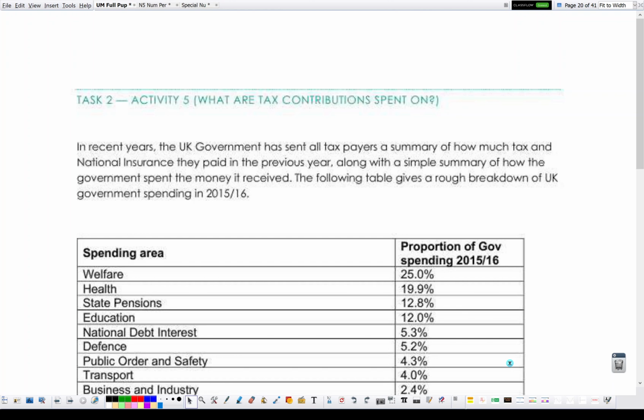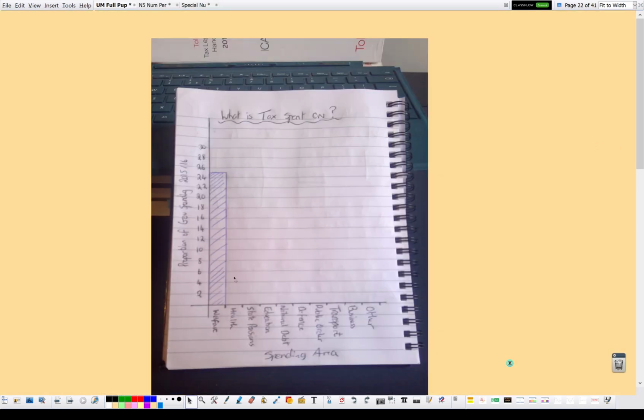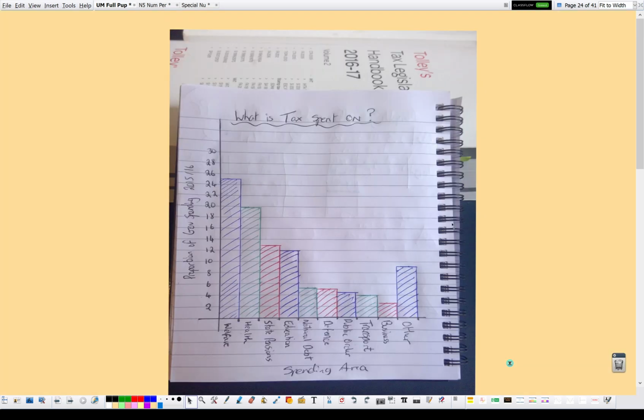So we're doing Task 2 Activity 5, and we were asked to draw a graph. I started you off by saying you could just use a bar graph. You could have used a different type of graph if you want, or a side-on bar graph. It was your choice. But I think it's easiest doing this with your spending areas at the bottom and your proportion up the left-hand side. So you'll see in a second, this is what mine looked like.